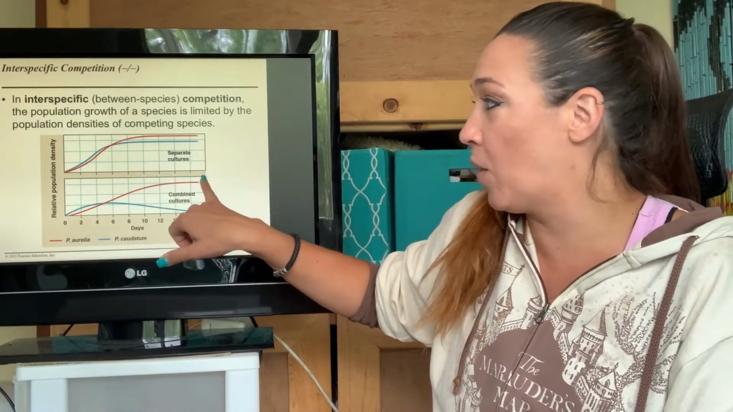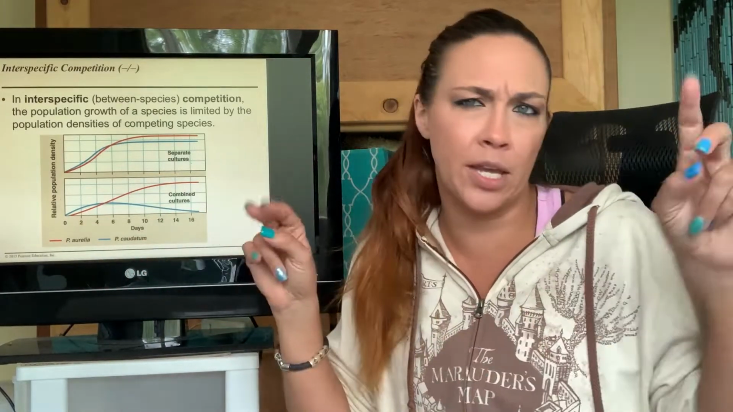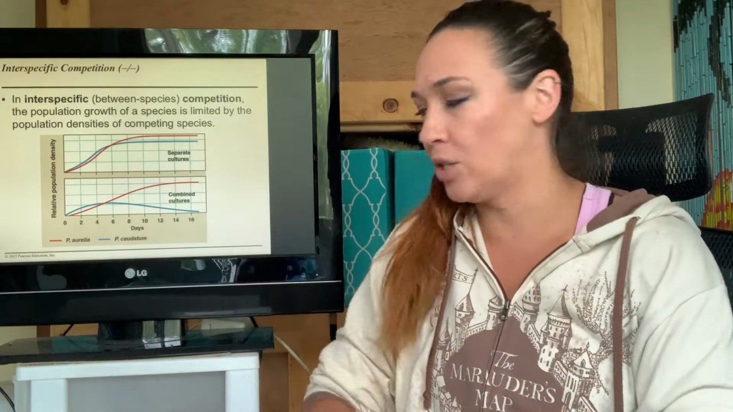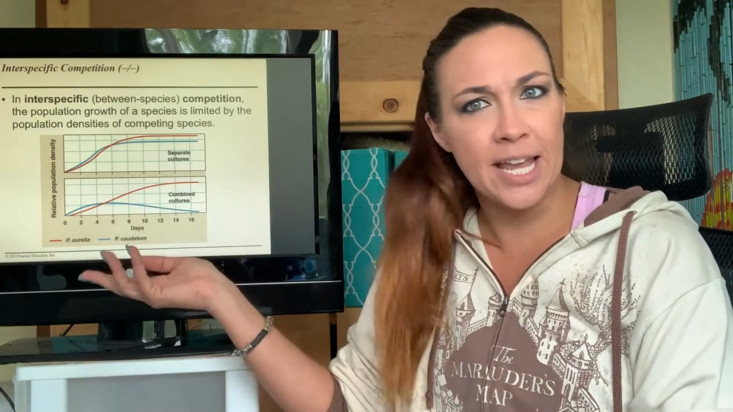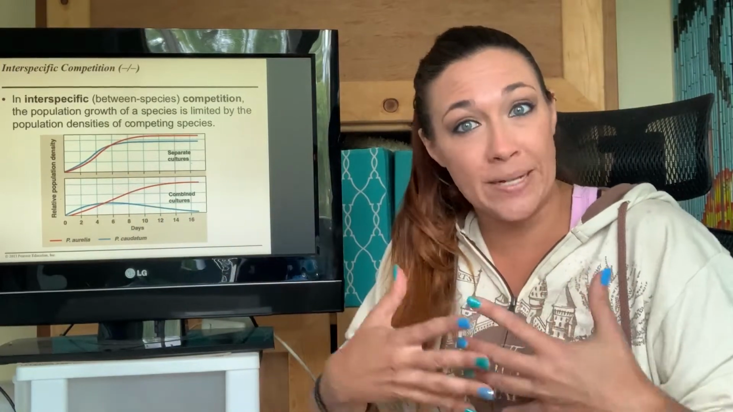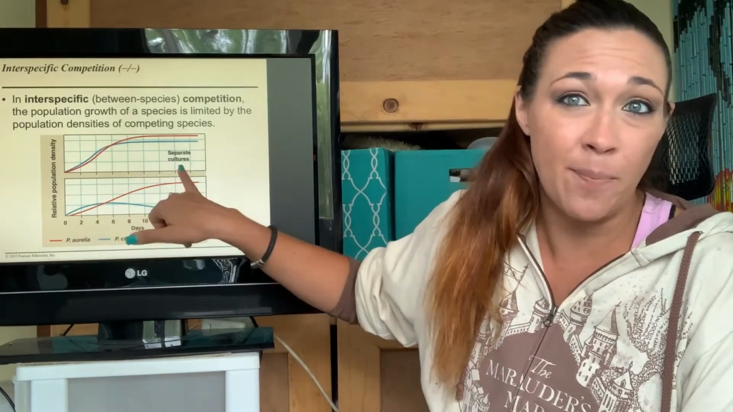Now, red does really well and reaches carrying capacity. Blue might be driven to extinction. And we're talking extinction localized here in this particular culture, not global extinction. So in this case, this is one of those lose-lose. This is a competition, right? So red's not doing good in the beginning, but ends up okay.